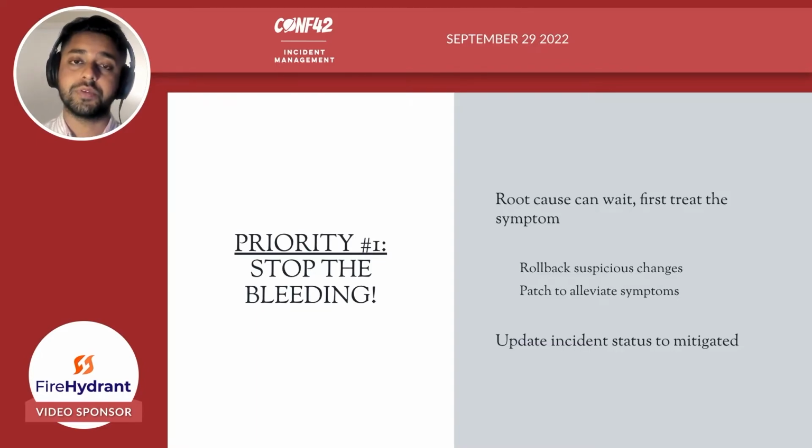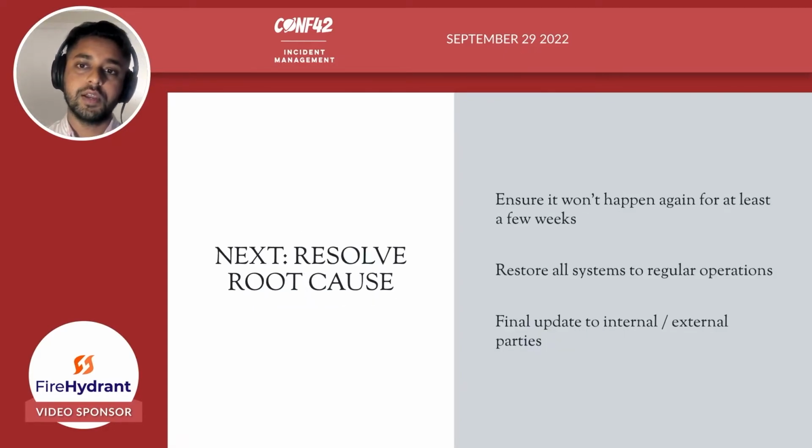Once we've done this, once we've stopped the bleeding and cured the symptoms, we can update our incident status to mitigated, informing everyone that the impact is now taken care of. We can now focus on the next steps. The next step, naturally, is to resolve the root cause, understand what caused the system to get into a state of an incident, and ensure that we're completing any action items needed to resolve this or guarantee that the issue is not going to reoccur in the near future.